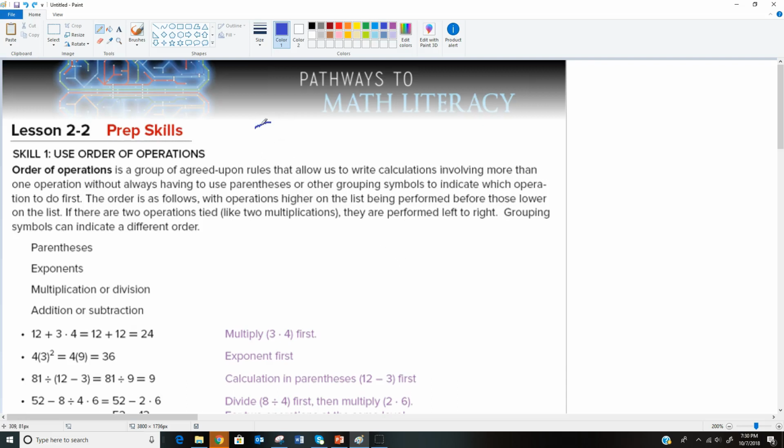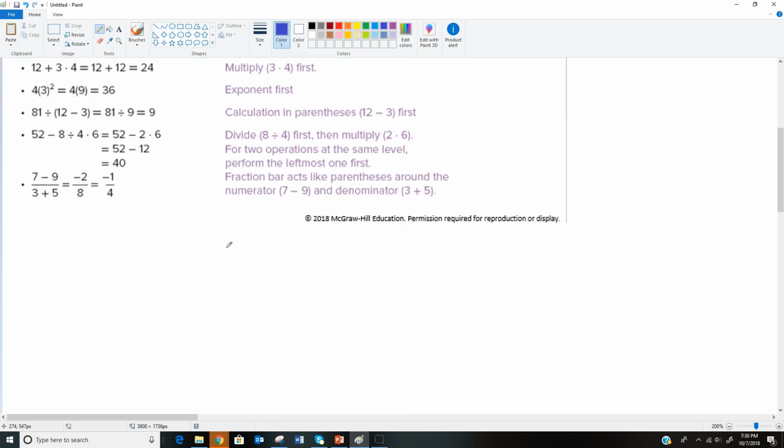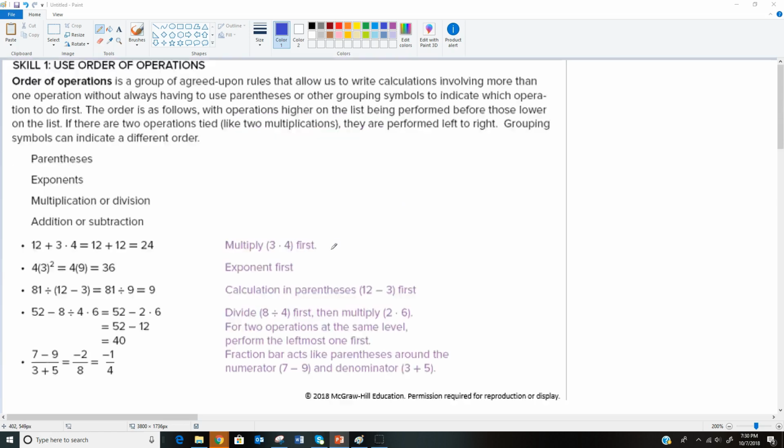Hi, we're starting with section 12 from our course today, and our prep skills for section 12 are to use order of operations, and I believe that's our only one. Let me double check that. Yes, using order of operations is our only one for this lesson.